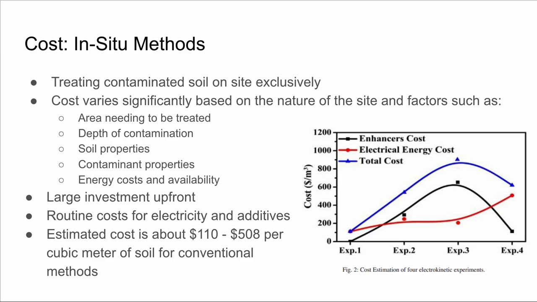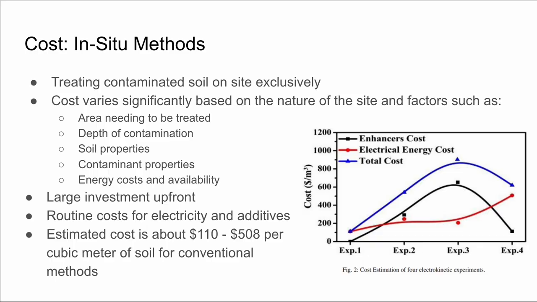So the way that the price is distributed over the lifetime of a site starts with the largest investment happening up front, because you have to investigate the site and then construct the site prior to even beginning the project, essentially. So before you start the project, you need to know what your soil and contaminant properties are. So you'll need to do some surveying, take some samples, and figure out what area you need to treat, what contaminants you're treating for, what the extent of contamination is.